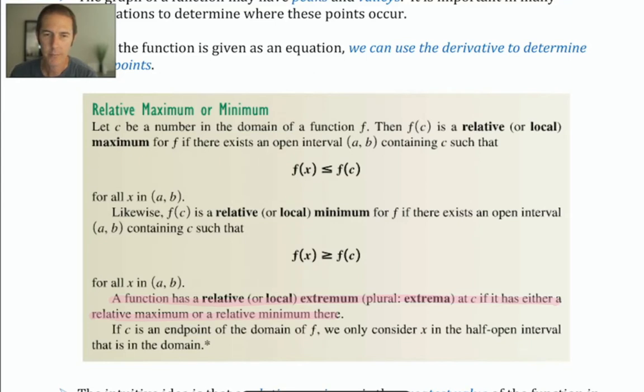to a student who's not a math major, maybe, which most business calculus or elementary calculus students are not, a lot of this stuff gets lost. So I highlighted this little segment that says that a function has a relative or local extremum. Extremum is singular. The plural is extrema. So a function has a relative or local extremum at a particular c value, that's an x-coordinate, if it has either a relative maximum or a relative minimum there. So a relative extremum will be either a maximum or a minimum.